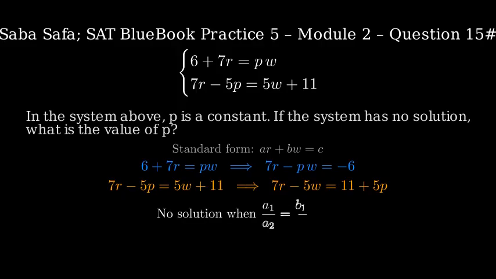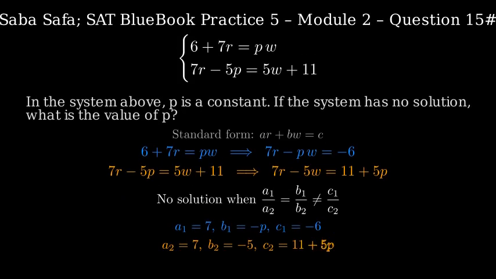The no solution test is a1 over a2 equals b1 over b2, but not equal to c1 over c2. Now, match each equation to the template a r plus b w equals c. For the first equation, a1 is 7, b1 is negative p, and c1 is negative 6. For the second equation, a2 is 7, b2 is negative 5, and c2 is 11 plus 5p.